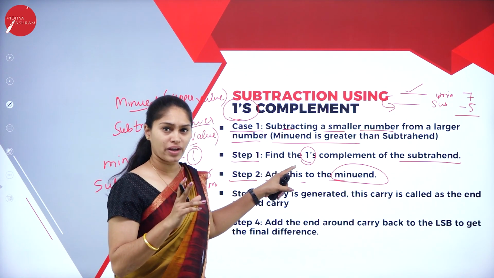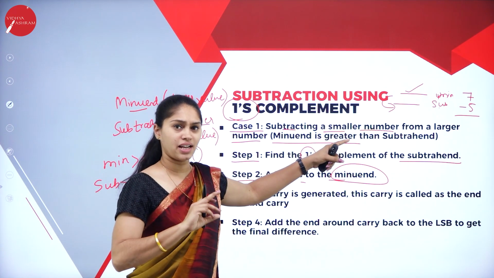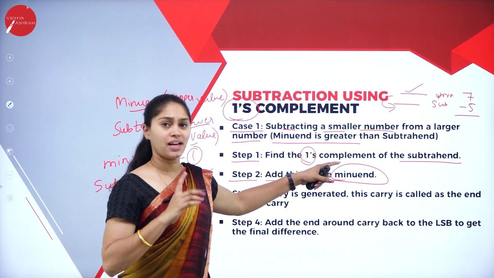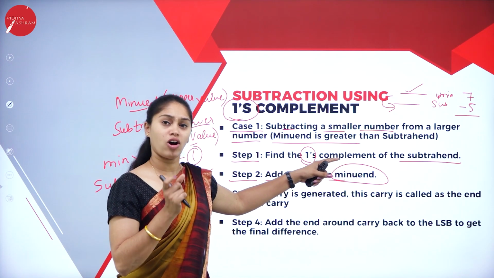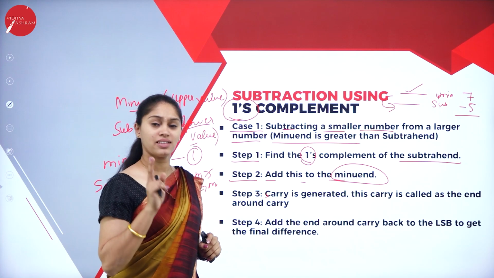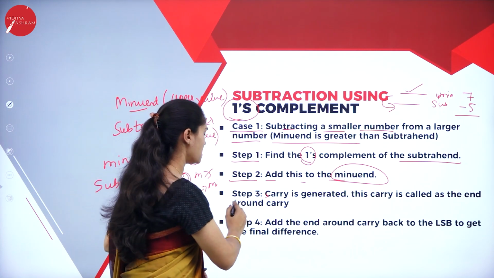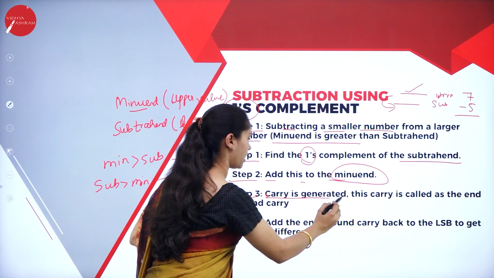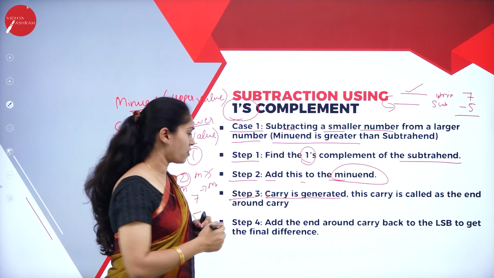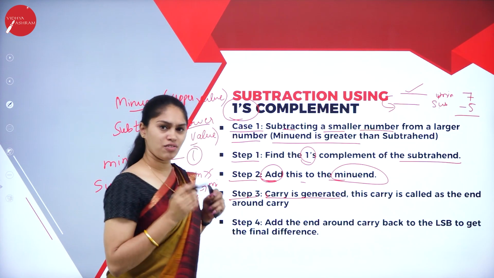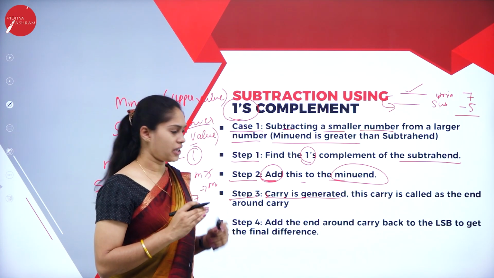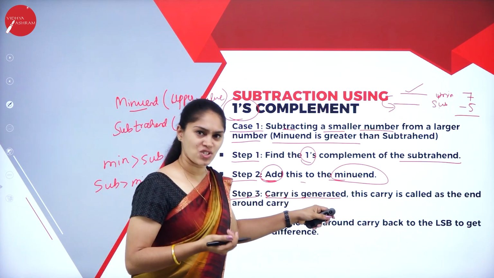First we have to take the 1's complement of a subtrahend, then we have to add it to the minuend. Whatever the subtrahend value is, we have to take its 1's complement. After getting the 1's complement, that needs to be added with the minuend. That will be step 2. In step 3, carry is generated. Why am I saying carry instead of borrow? Because we are performing addition. If we are performing addition, I am going to get carry, not borrow. Okay, so that carry will be generated.